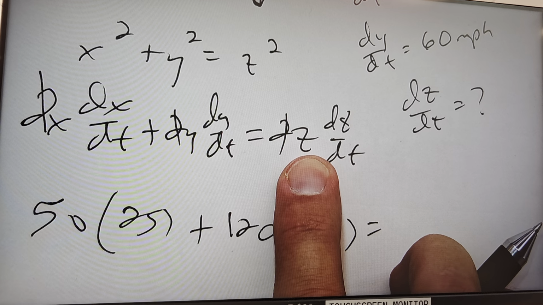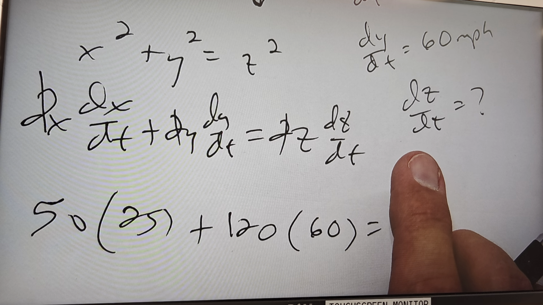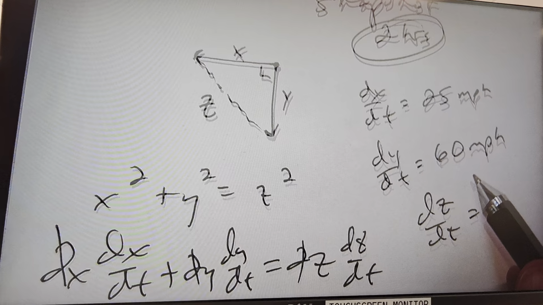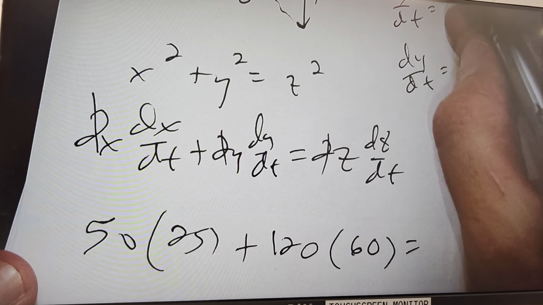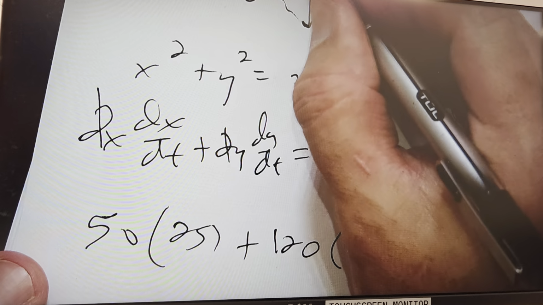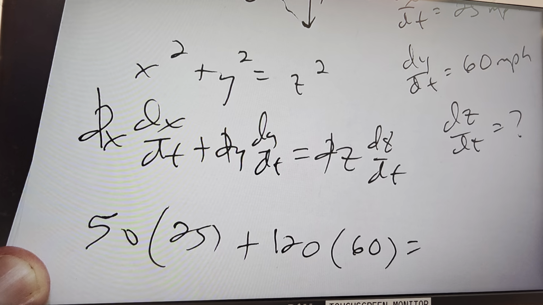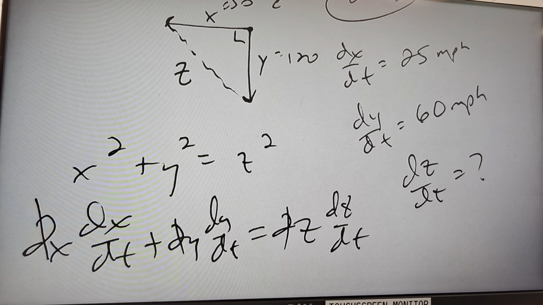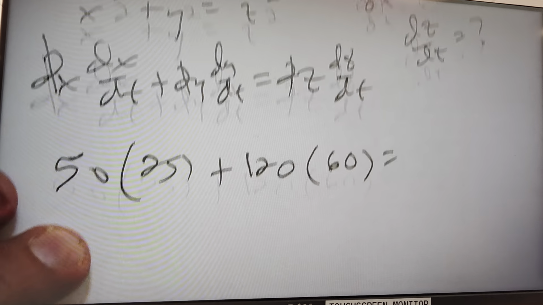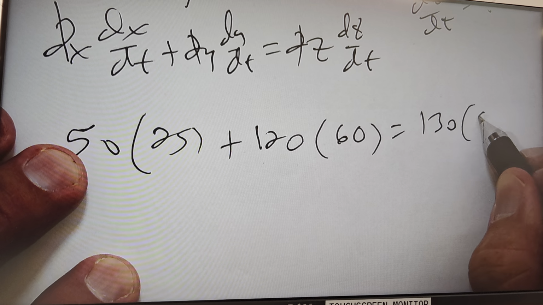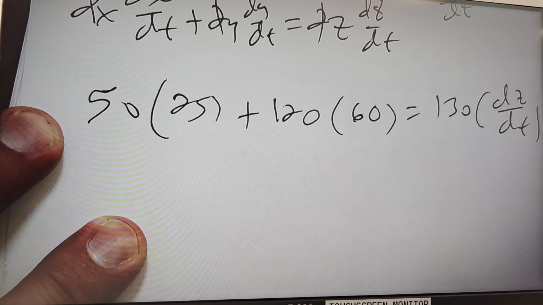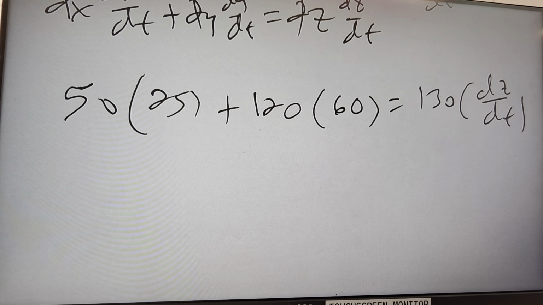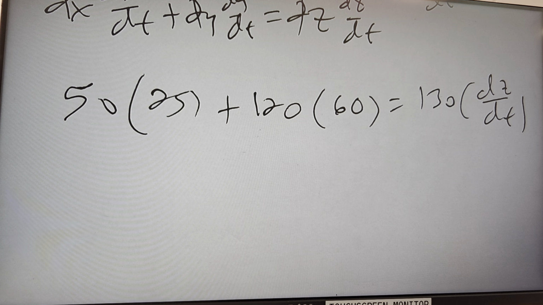Now I need a little bit of help, right? Not too much help. At the snapshot, this is 50. This is 120. Does anyone remember 5, 12, 13? So 50, 120, 130. So z is 130, and dz/dt is what I'm trying to solve for. And then you just got algebra, yes? Multiply, add, divide, yeah.